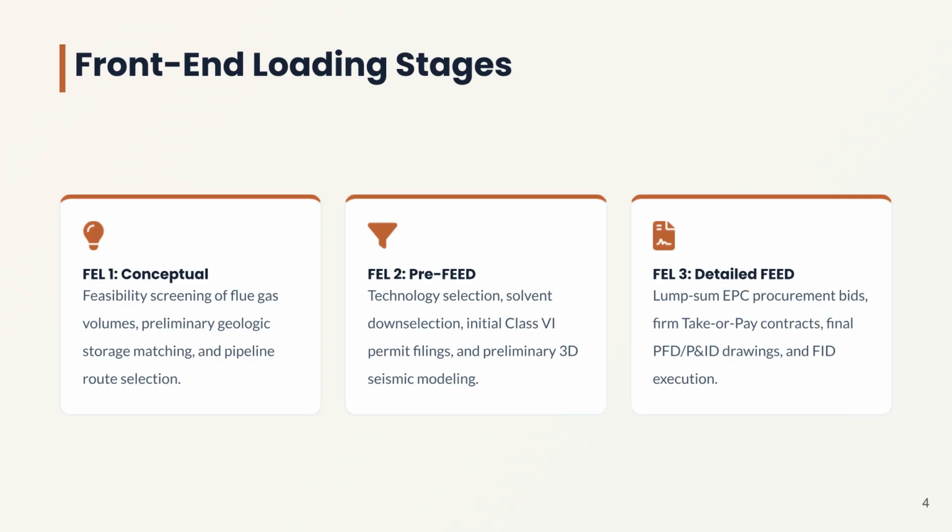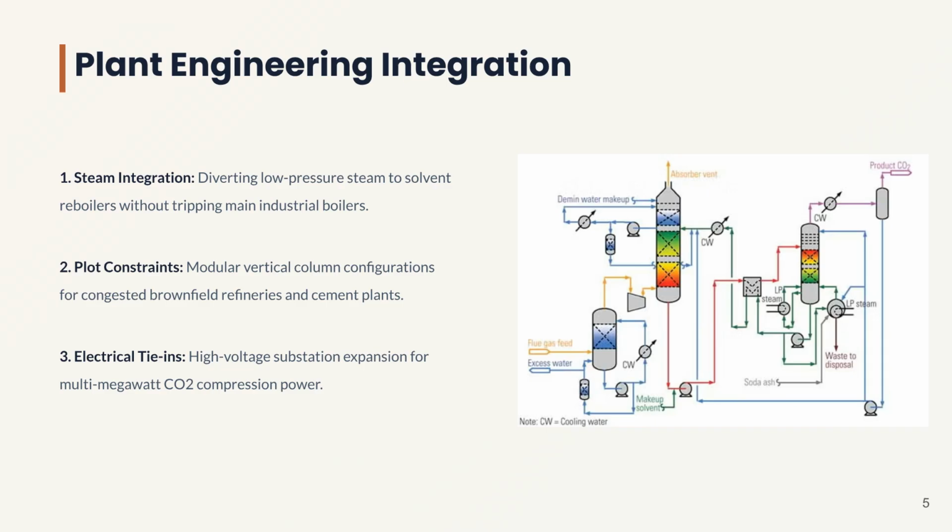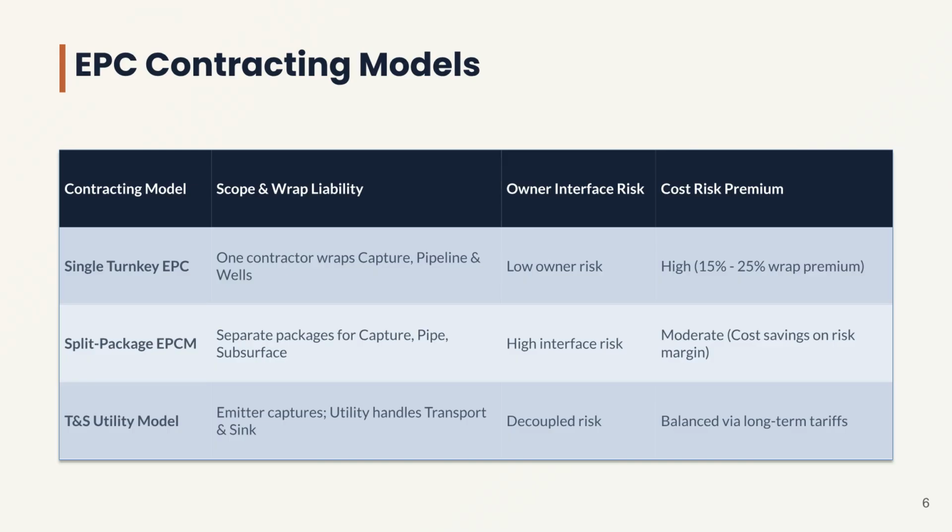Front-end loading, or FEL, occurs in three stages: conceptual feasibility screening, pre-FEED for technology selection, and detailed FEED for final procurement, contracting, and investment decisions. Plant engineering integration is critical. This involves complex tasks like steam integration, managing space constraints in brownfield sites, and planning electrical tie-ins for high-power equipment like CO2 compressors. Different EPC contracting models carry varying levels of risk.